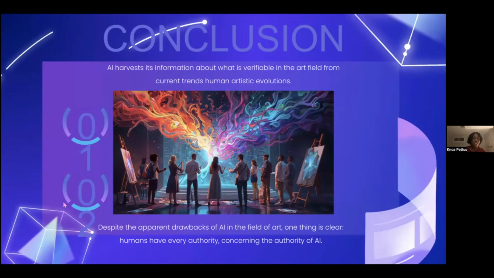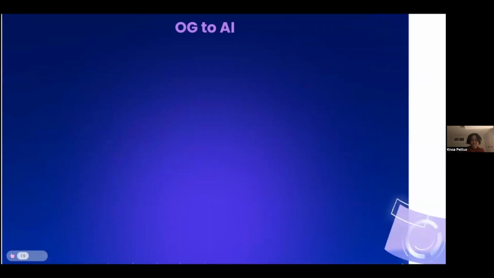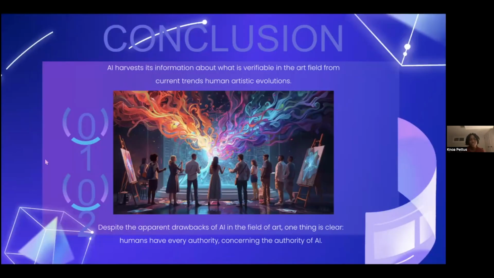AI harvests its information about what is verifiable in the art field from current trends in human artistic evolutions, following patterns of human art styles within the scopes of various mediums and media. Despite the apparent drawbacks of AI in the field of art, one thing is clear. Humans have every authority concerning the authority of AI. The attention and power we give AI software to make the field as a whole relevant or irrelevant is truly on us, especially since it depends on our input and evolution to generate its own.